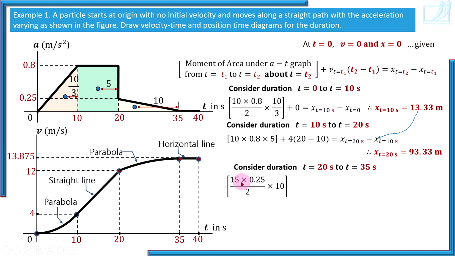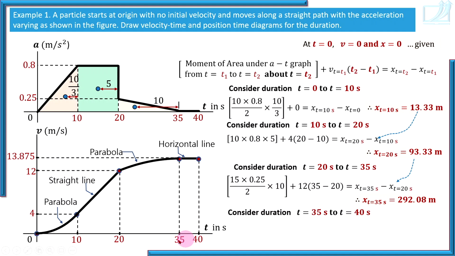So write properly: moment of area into distance of its centroid, that is 10, plus initial velocity, initial in the sense at t equal to 20 seconds. In this interval, initial is t equal to 20 seconds. So at t equal to 20 seconds, the velocity is 12. So that is initial velocity into t2 minus t1, 35 minus 20, that is equal to x at t equal to 35 seconds minus x at t equal to 20. Now put the value of x at t equal to 20 here, and you will get x at t equal to 35 seconds as 292.08 meters.